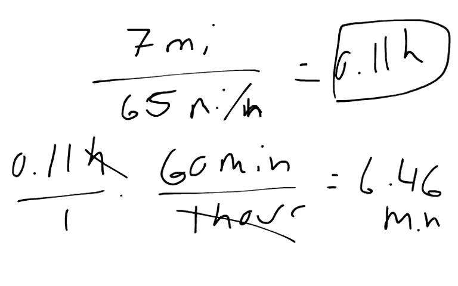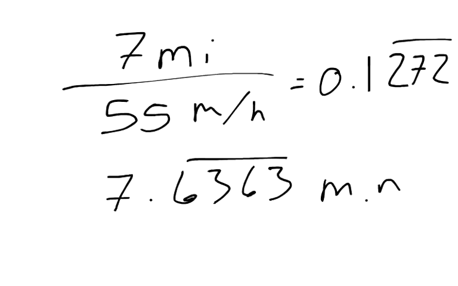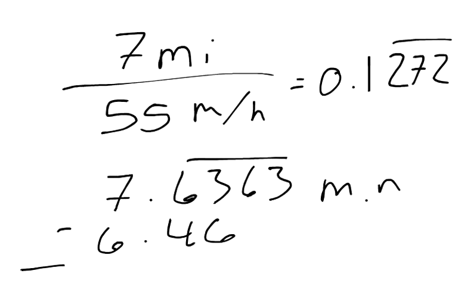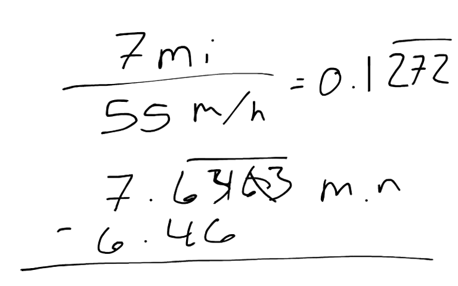So we had 6.46 and 7.63, so we're going to subtract 6.46 to find out how much sooner he got there. We're going to round this up, and we get 1.18 minutes.